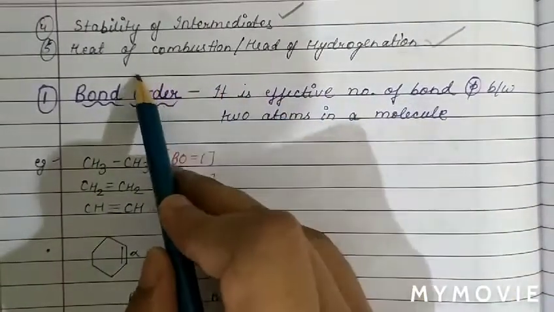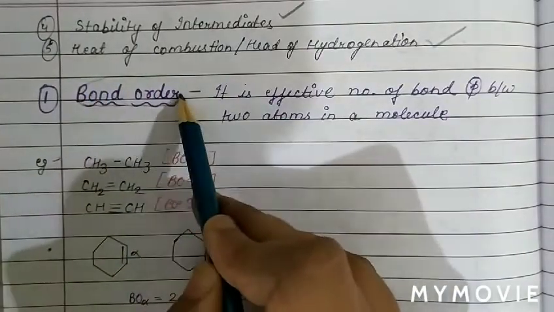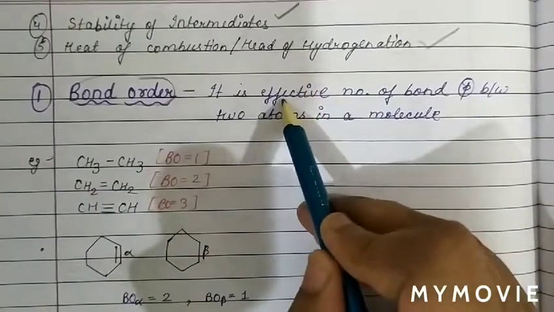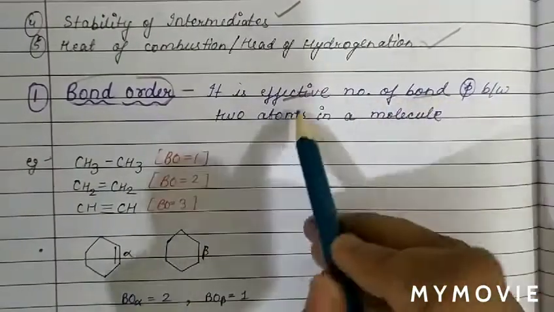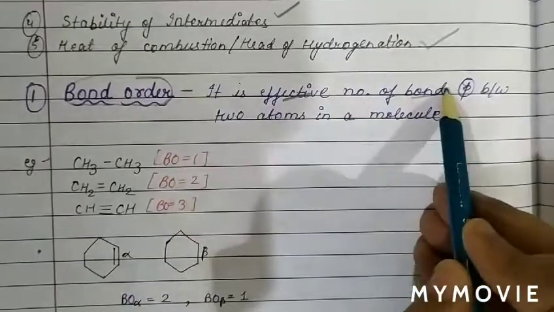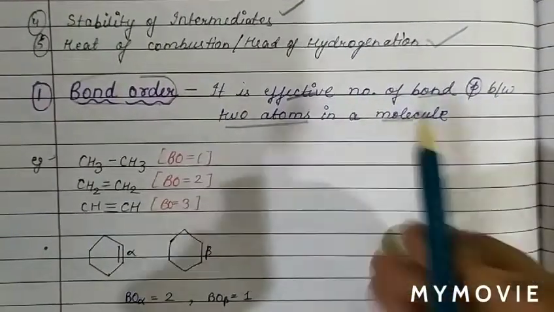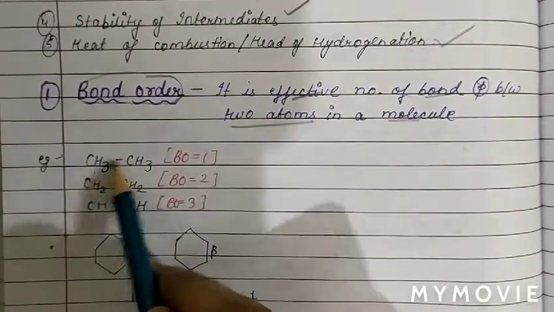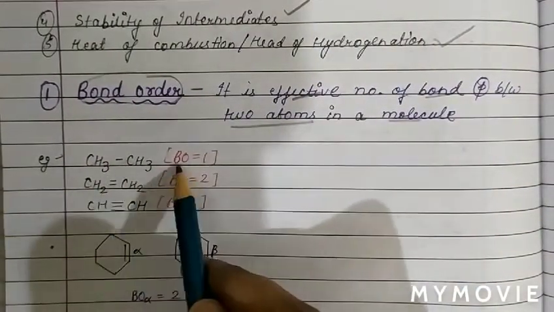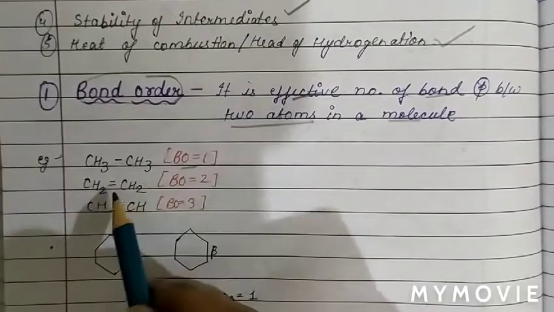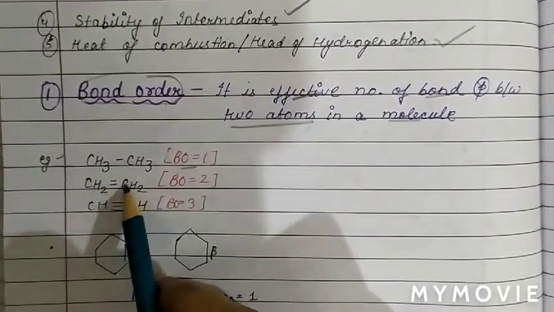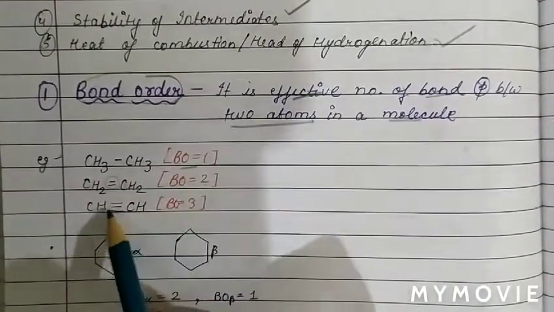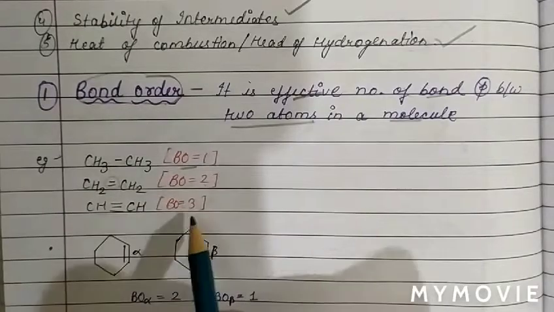See how we can calculate the bond order on the basis of resonance. Basically, bond order is the effective number of bonds between two atoms in a molecule. For example, there is only a single bond between carbon and carbon, therefore the bond order is 1. But in this case there are two bonds between carbon and carbon, therefore bond order 2. While in this case there are 3 bonds between carbon and carbon, so bond order 3.